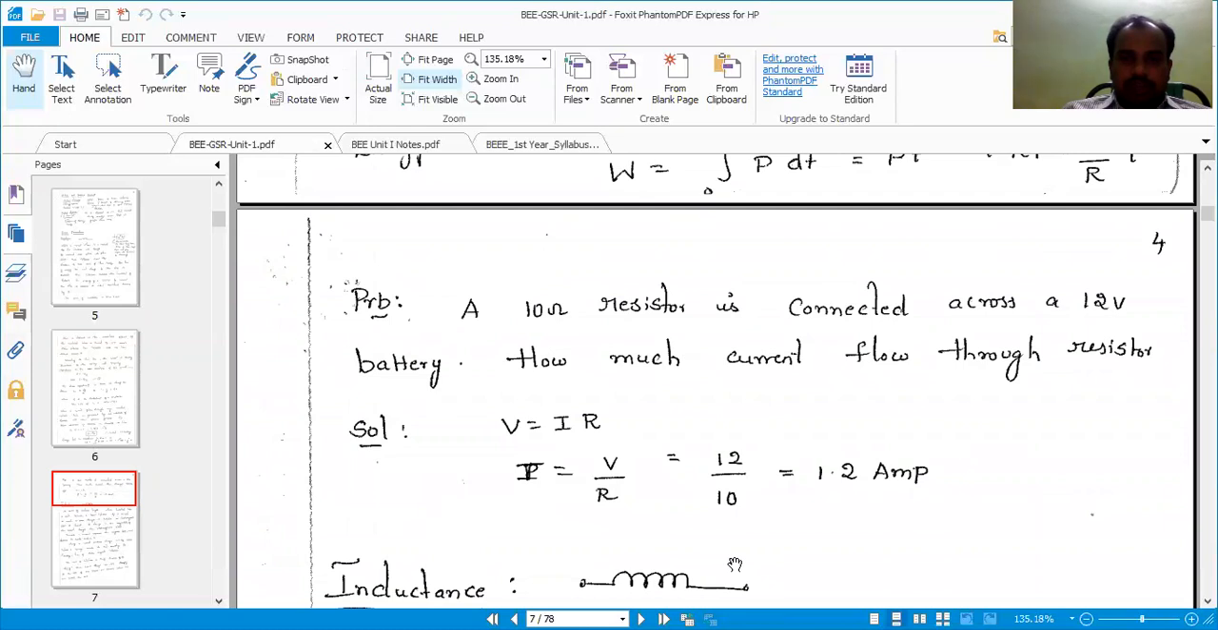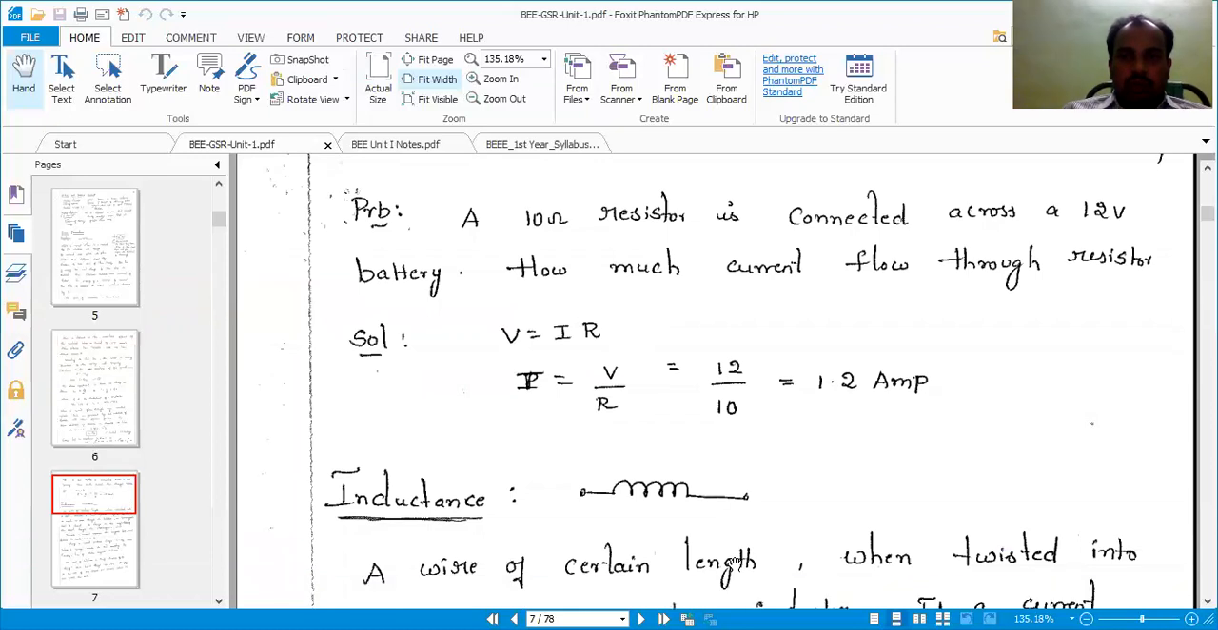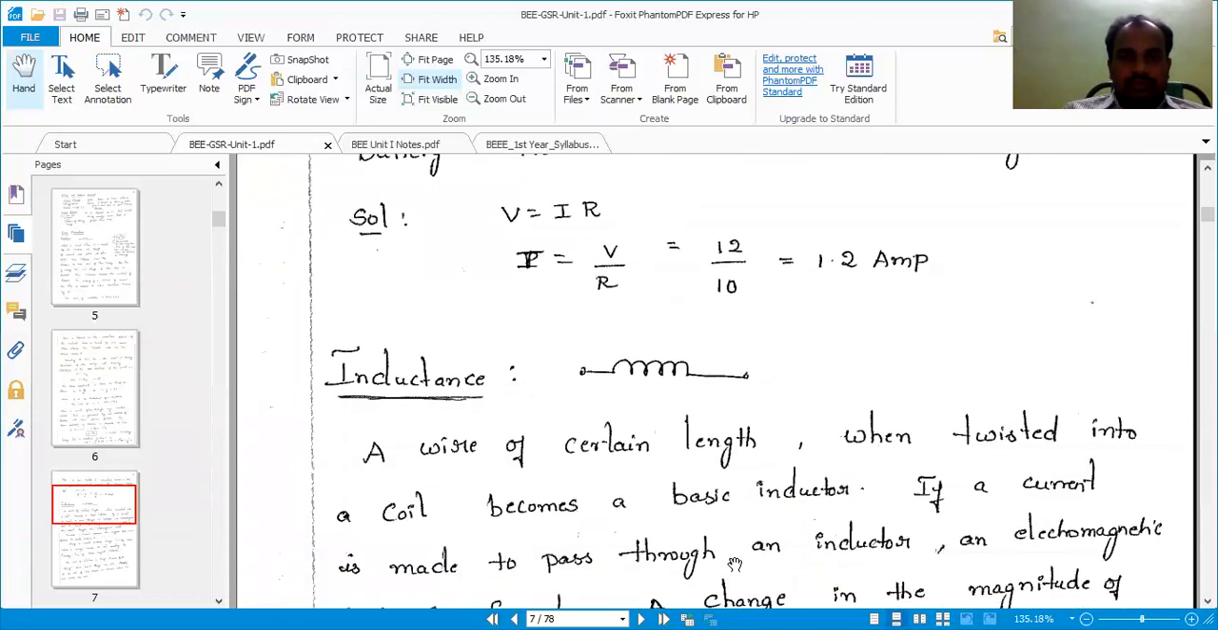For example, a 10 ohm resistance is connected across a 12 volt battery. How much current is passing through the resistor? The resistance is 10 ohms and the voltage is 12 volts. So I equal to V by R, 12 by 10 equal to 1.2 amperes.